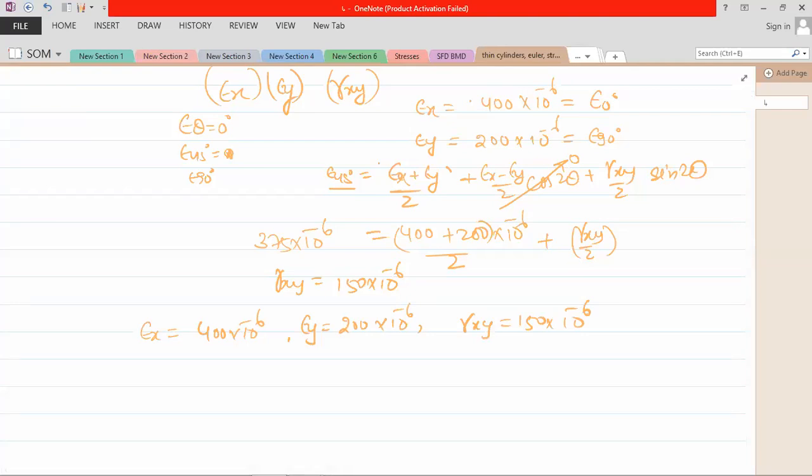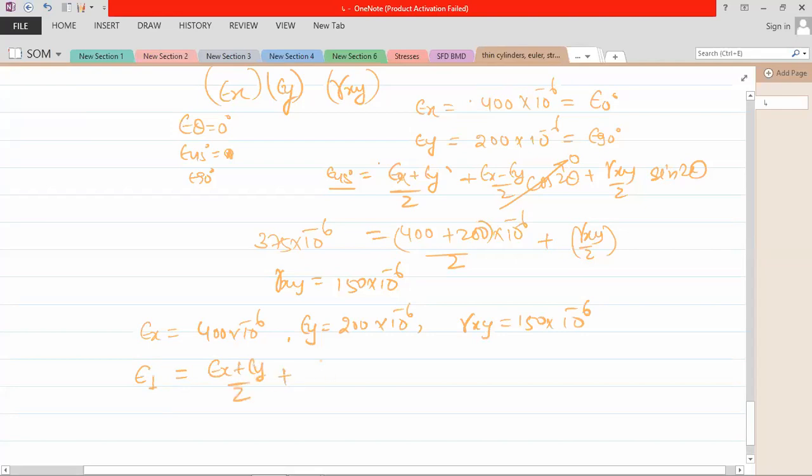So the principal strain epsilon 1 is equal to epsilon x plus epsilon y by 2 plus under root, epsilon x minus epsilon y by 2 whole square plus gamma xy by 2 whole square. I can also go with the Mohr circle, but this is the same thing. You can go with this only. In the principal stress formula I only substitute values: sigma x with epsilon x, sigma y with epsilon y, and tau xy with gamma xy by 2. Only replace these values and you will get epsilon 1.